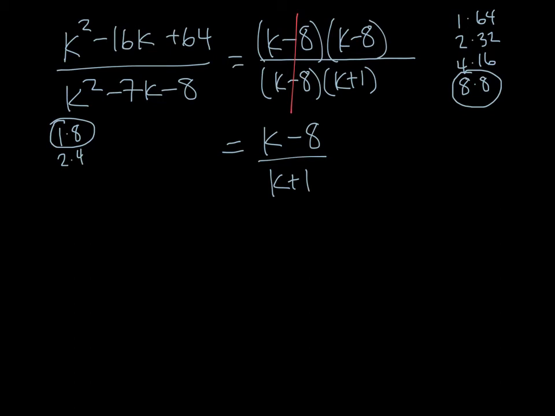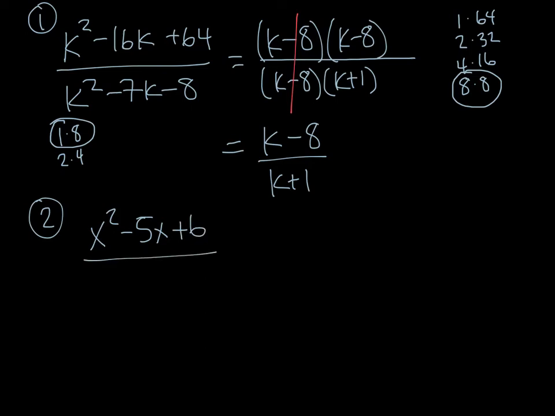And we could call this example 1. Let's do a second example here of a problem like this. So let's use a different variable just so we mix it up a little. Let's do x's this time. So x squared minus 5x plus 6 over x squared minus 9. So here's another rational expression. So we're going to try and factor things and see what happens.